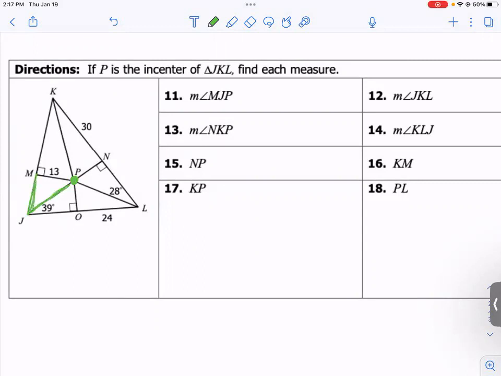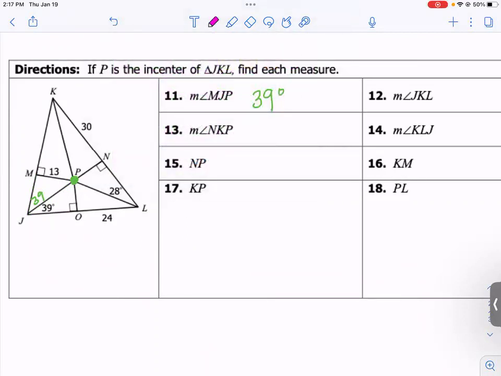All right. So MJP. This right here. Bryce, what is that angle? No. This is an angle bisector. It's cutting the angle into two equal parts. It is 39.